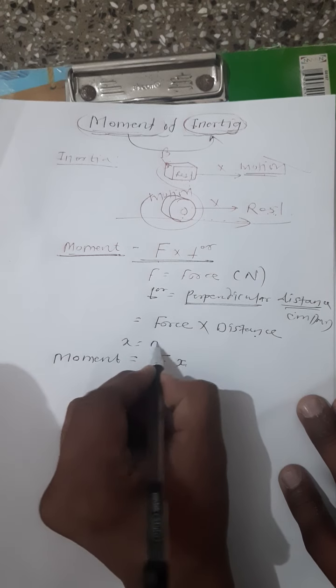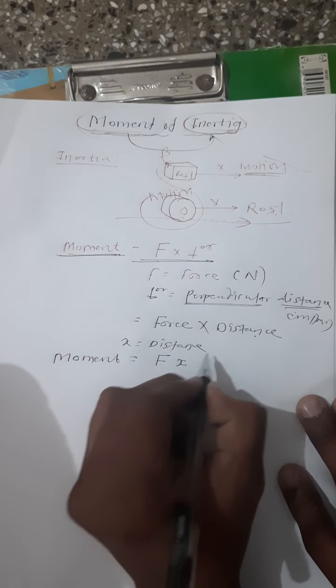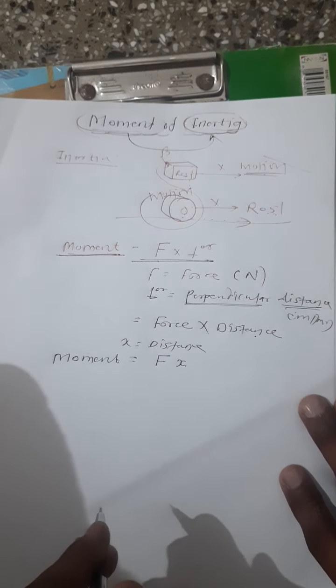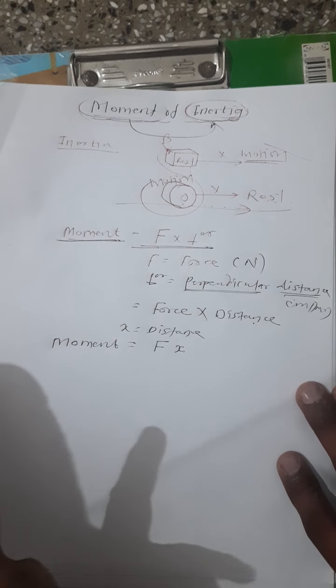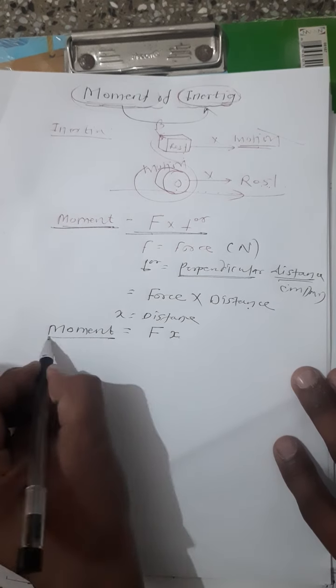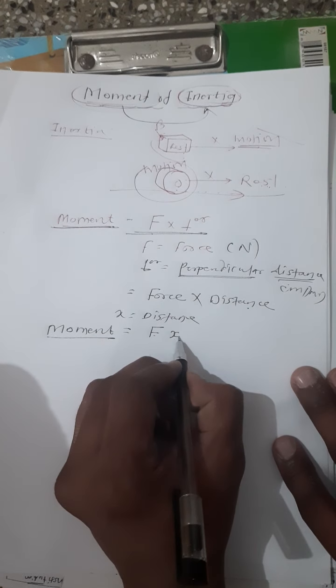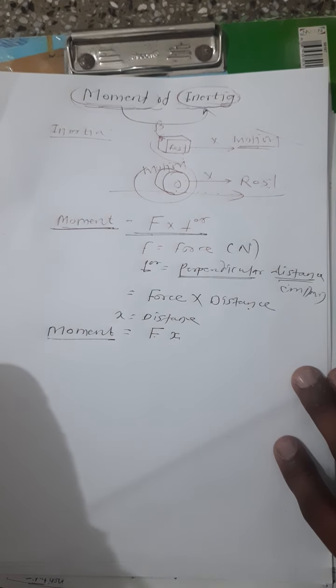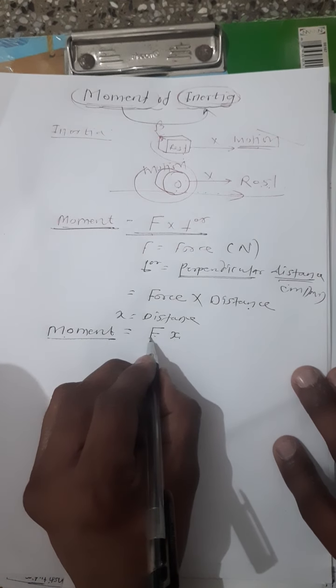X for what? Distance, from any axis. It may be from the y-axis or it may be from the x-axis. We have only two axes, x-axis and y-axis, as a reference. So, what is moment? Moment means force into distance.